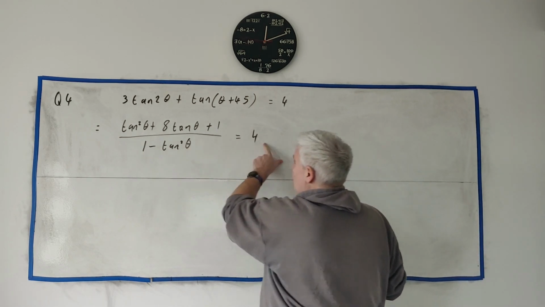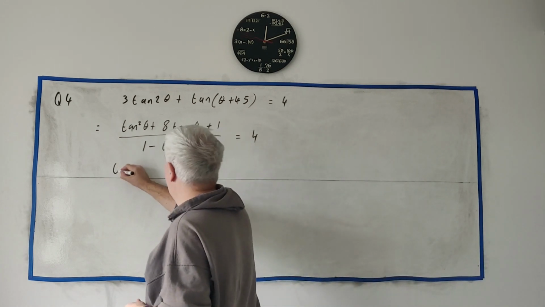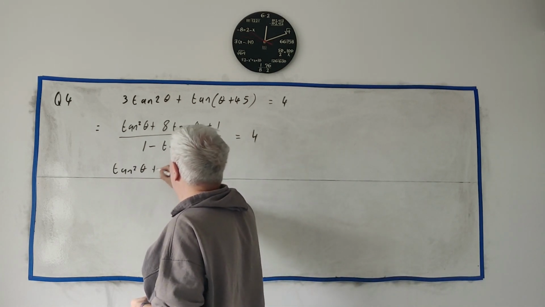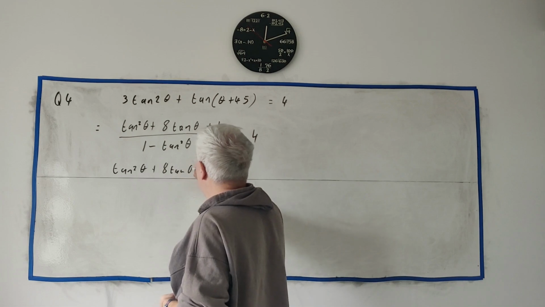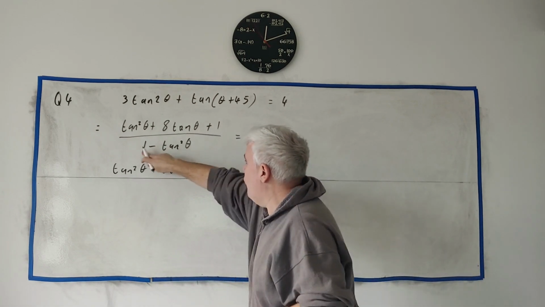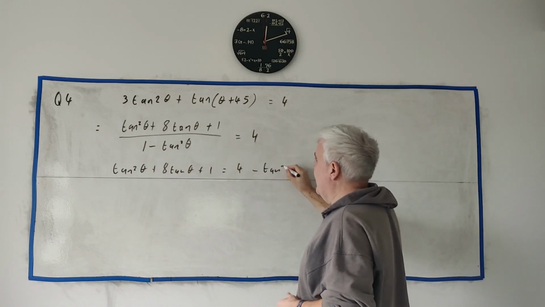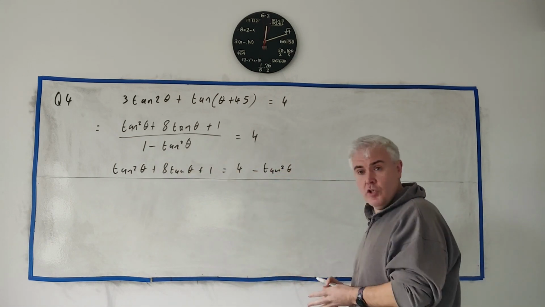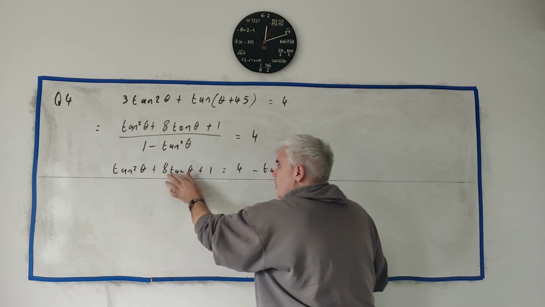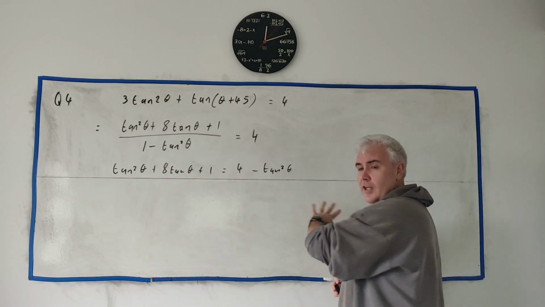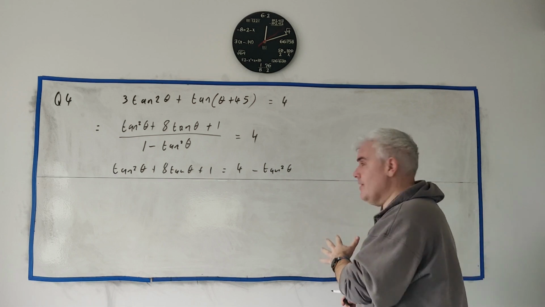For example, this bottom row we can just multiply by the 4, and we get tan squared plus 8 tan plus 1 is equal to 4 times 1, which is 4, times this, minus 4 tan squared. What we have here is a quadratic: something squared, something, and no somethings. Let's just rearrange it all so it equals 0.